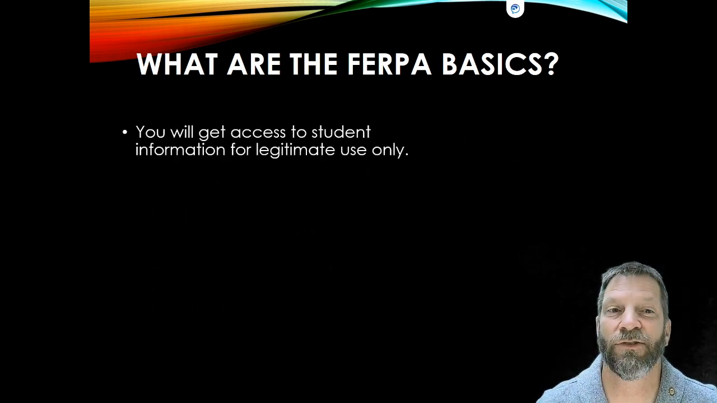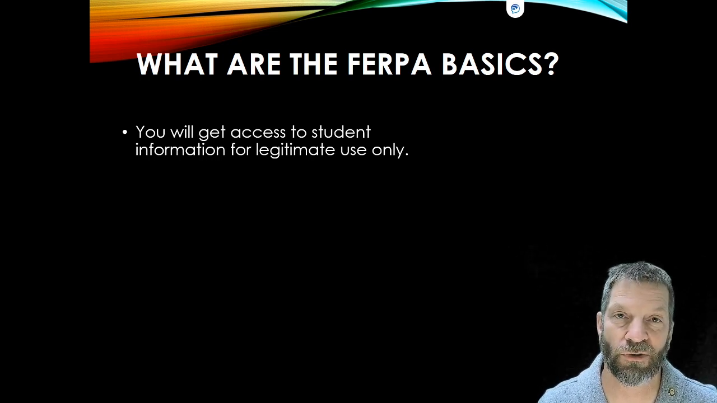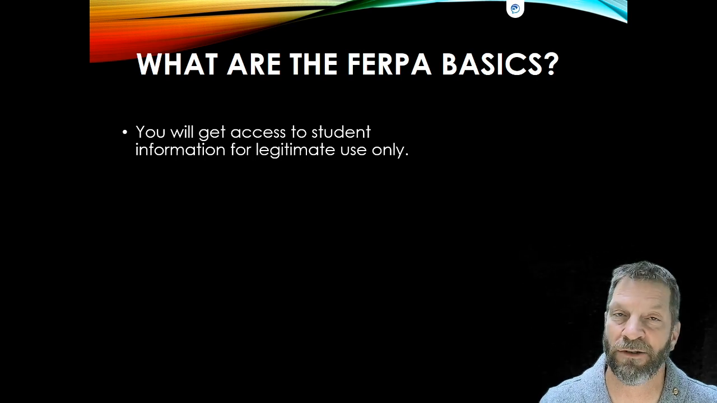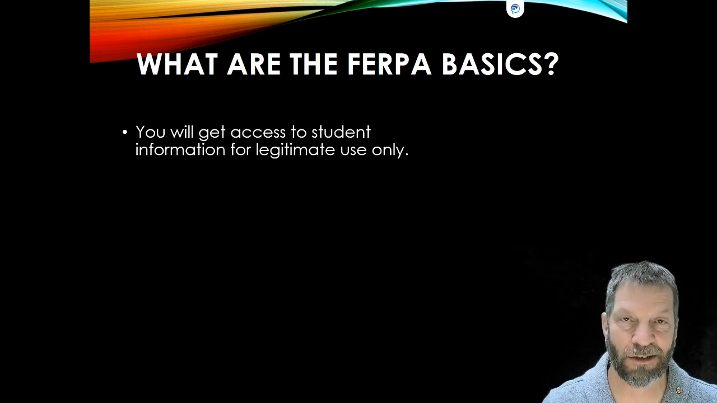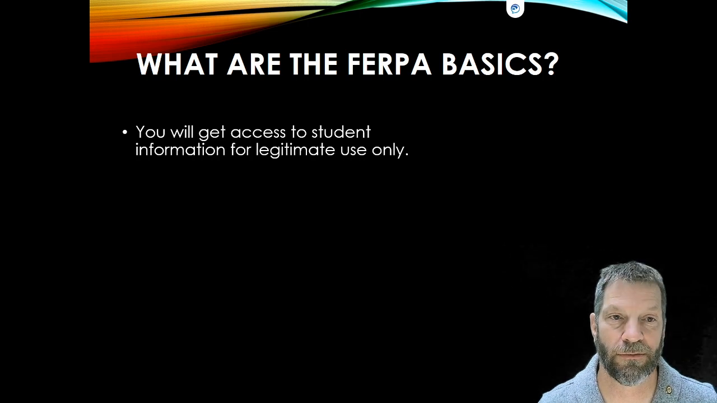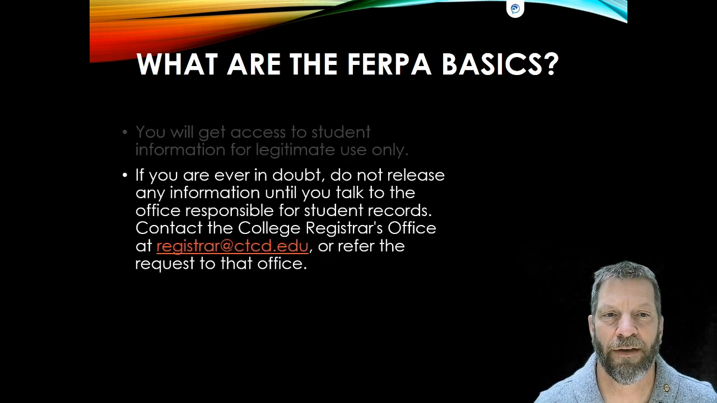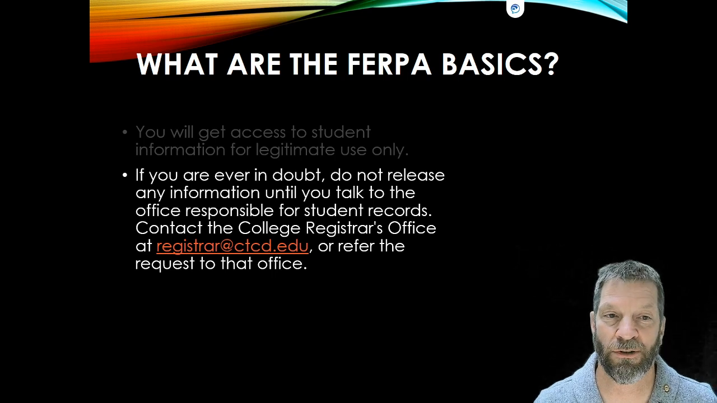You're going to get access to student information for legitimate official college use only. You shouldn't be going out and just reading through casually a student's records to find out what kind of grades they're getting, what their attendance record is, things like that. That's not for official use. If you're ever in doubt, don't release any information until you talk to the office responsible for student records. That would be Records and Registrations or the Registrar's Office.